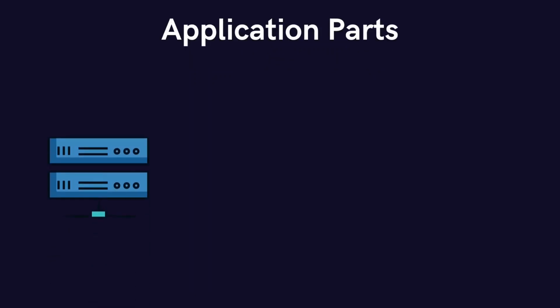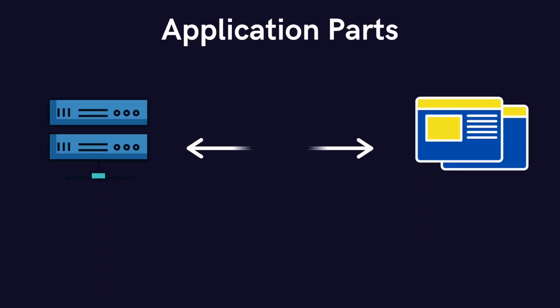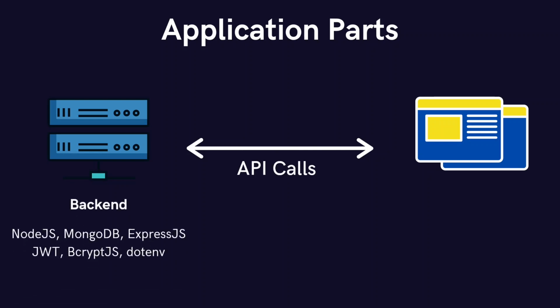And then we have the application parts. First we have the backend, and then we have some front end, and they are connected with API calls. The backend is built with Node.js, MongoDB, Express.js, and with JWT, which will send the tokens, and with Bcryptjs, where we will hash the password and encrypt the password of the user. And then we are using .env as well to protect some key variables from the code, and we will add them to the environment variables only, which will be accessible only by process.env.